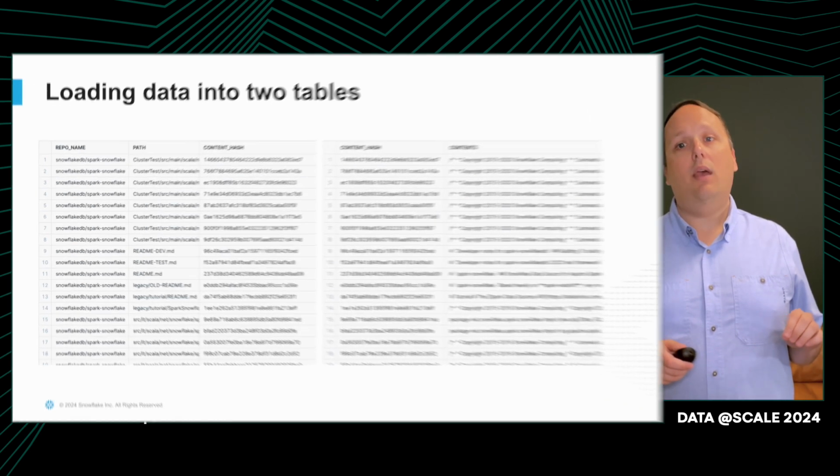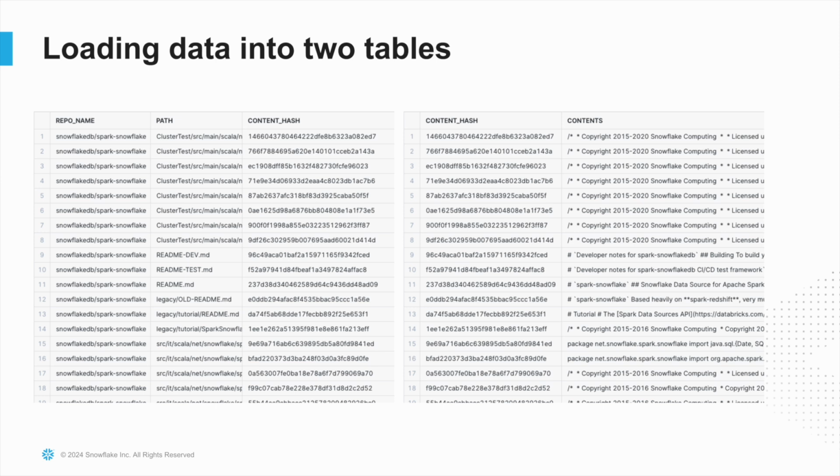On the left, we have the file metadata table, which is keyed by repo name and path and has a column called the content hash. On the right, we have our file contents table. It is keyed by content hash and has a column called contents. The thing to note about the table on the right is that each row occurs exactly one time. It is globally unique across content hashes.